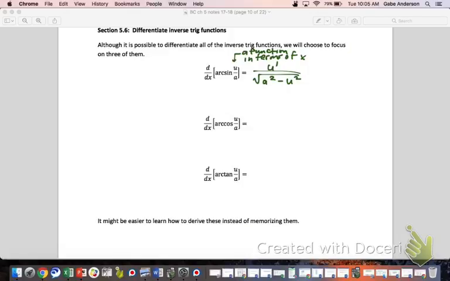Then the derivative of arc cosine, hopefully not surprisingly, is just like the derivative of arc sine, except it's negative. That's it. So it would be the opposite of u prime over the square root of a squared minus u squared. That's a squared. There we go. And then finally, arctan is a bit different looking than those two. It is still a fraction. The derivative of arctangent of u over a is equal to u prime times a over a squared plus u squared.